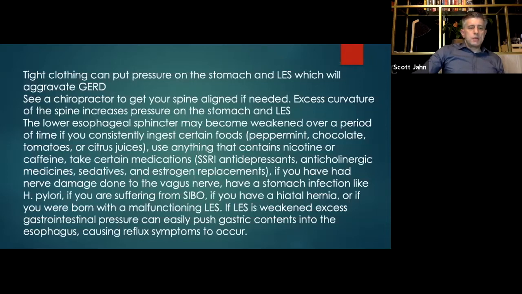If nerve damage is done to the vagus nerve, which we mentioned earlier, that can also have an effect. H. pylori can also cause a weakening of that sphincter. SIBO, because it's going to increase methane gas, which is going to increase pressure and weaken that sphincter. And that's pretty much it for the hiatal hernia.